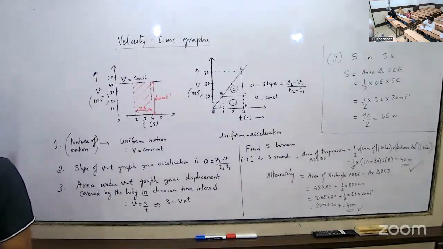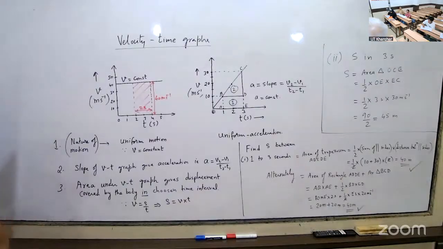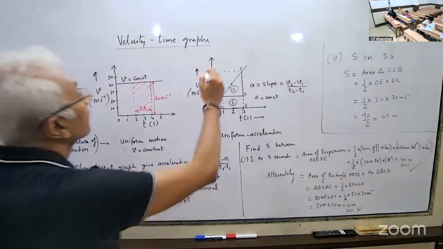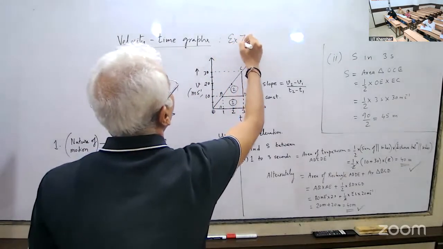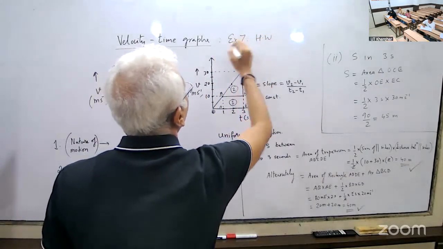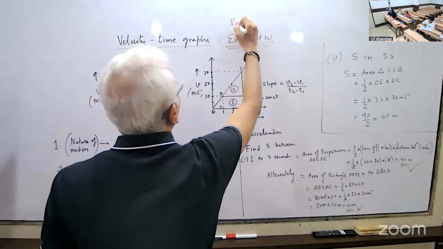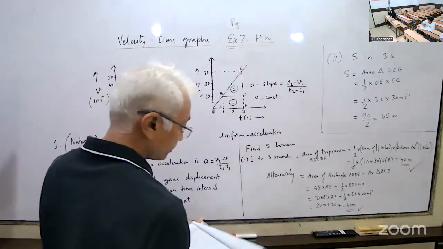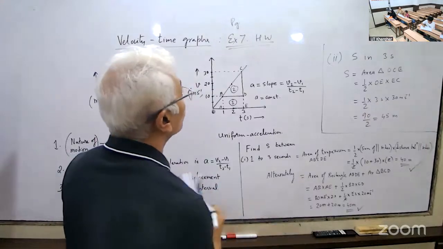Okay. And example 7 will be homework for you. Because we have done enough. So you can take it as a homework. This is page number 24.